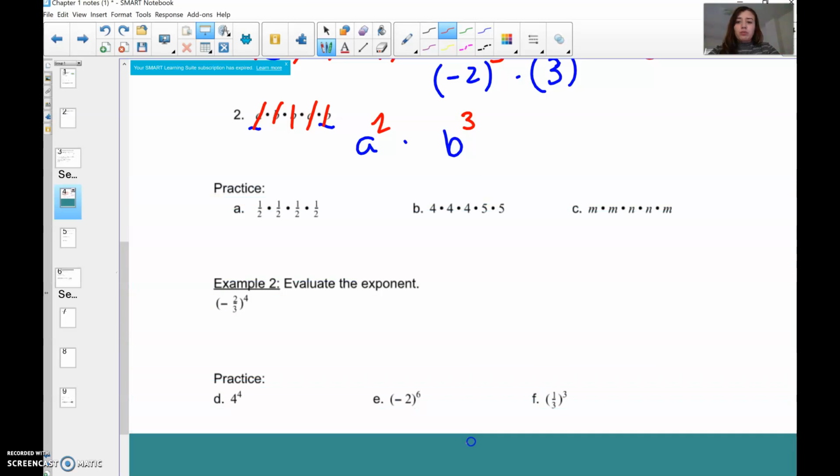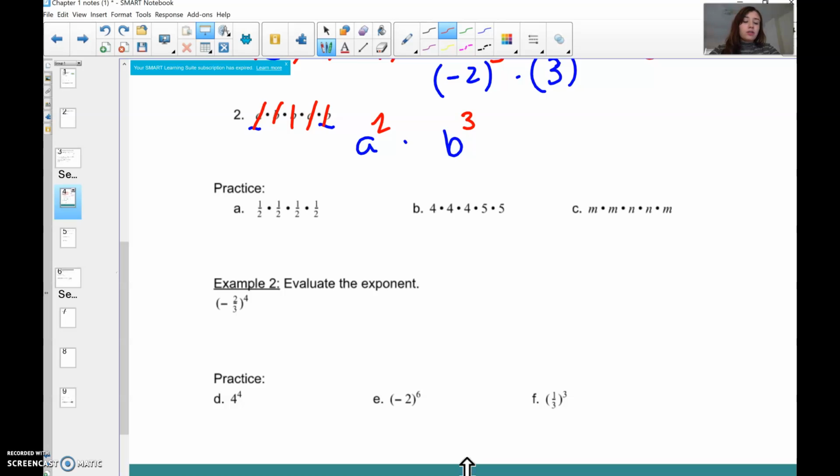We have some practice problems that I would like you guys to do. Don't forget, find your base, find the number of times. So just base and then count.